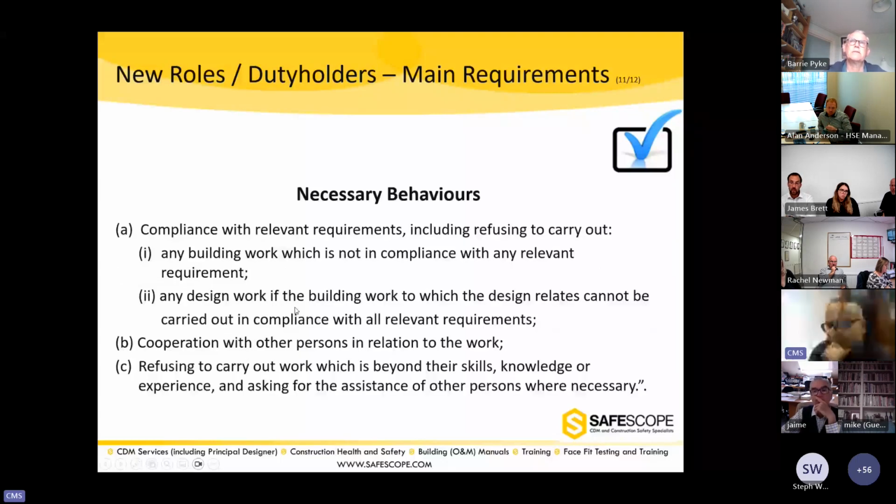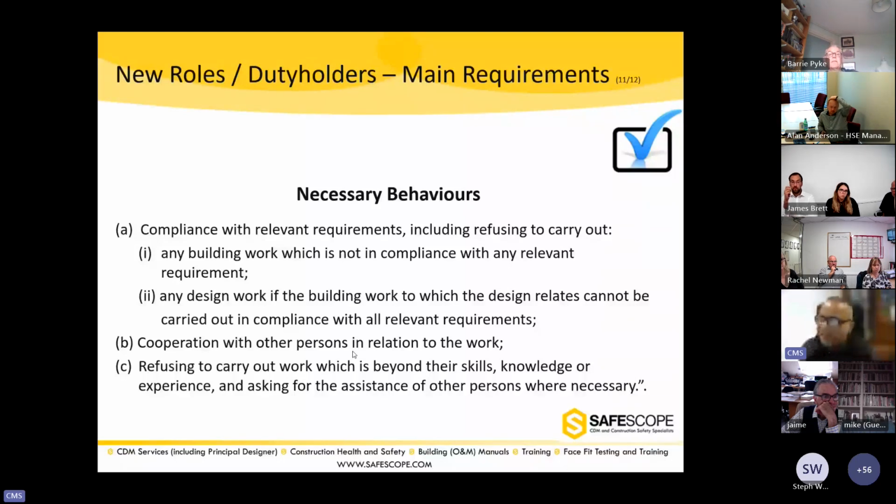Now, what are those behaviors necessary? And that's very interesting to know. And that could sting quite a lot, really, when it comes down the chain. Now, the behaviors that are required is that they need to ensure the compliance with the relevant requirements of the building regulations, including, now please bear with me, because this is very important to understand, including ability to refuse to carry out any building work which is not in compliance with any relevant requirements.